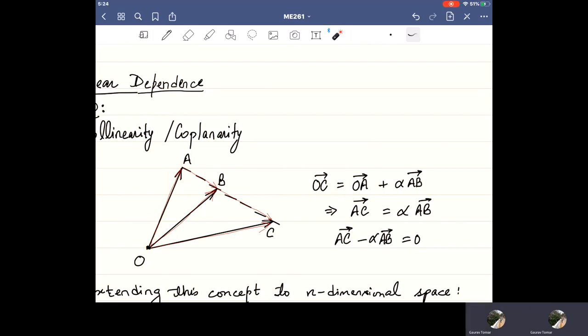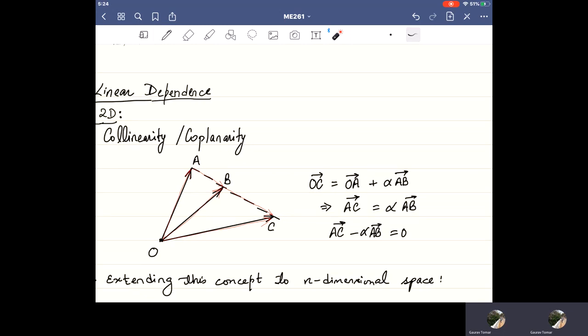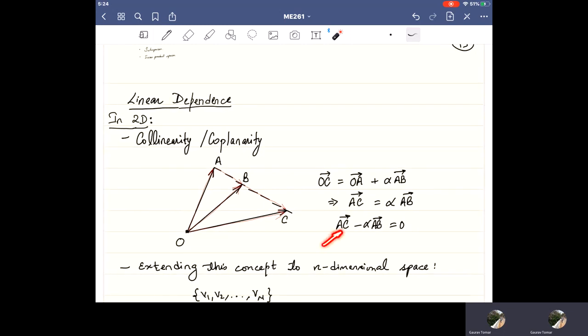So you can write this AC vector as alpha times the AB vector, and so AC minus alpha AB is going to be 0, which means that AC is equal to alpha times AB. That gives you the concept of collinearity. That means the vectors AB and BC lie along the same direction, and AC also lies in the same direction. So this means that the vectors AC and AB are collinear or linearly dependent. That's how we will define it.